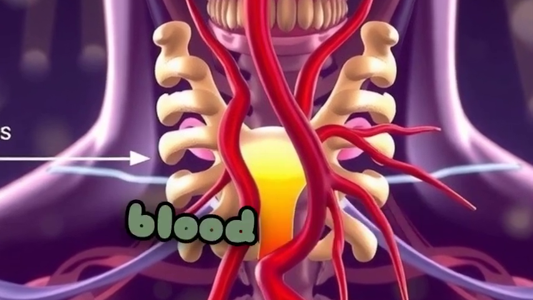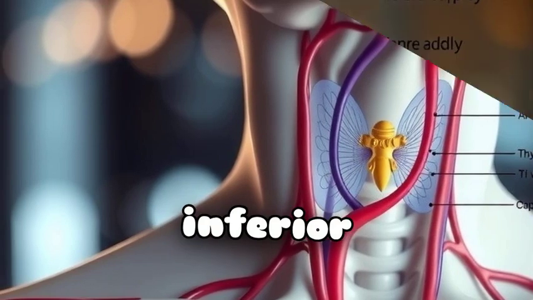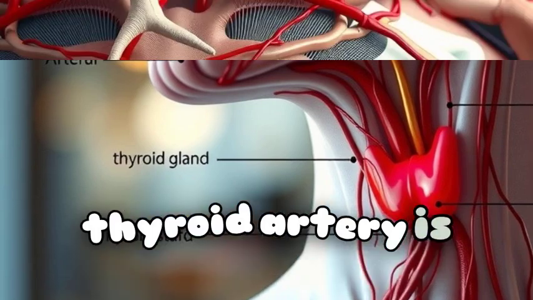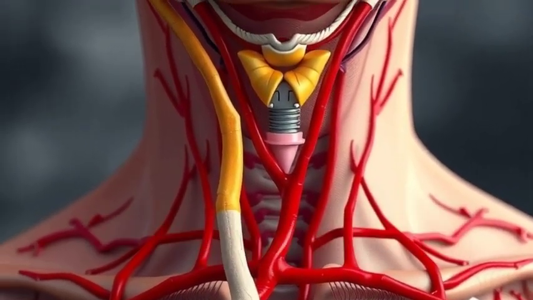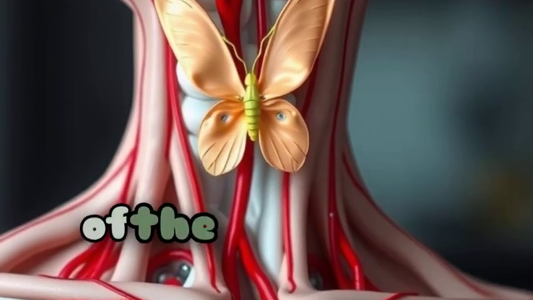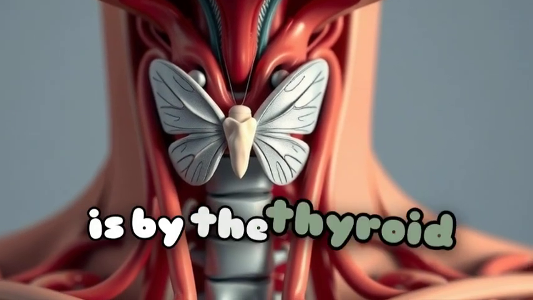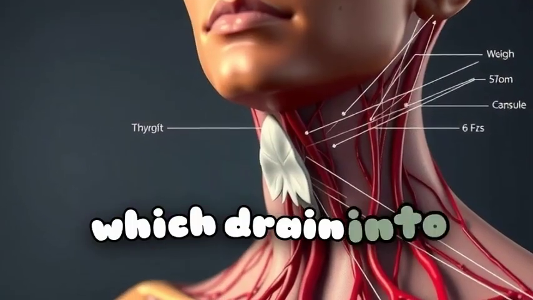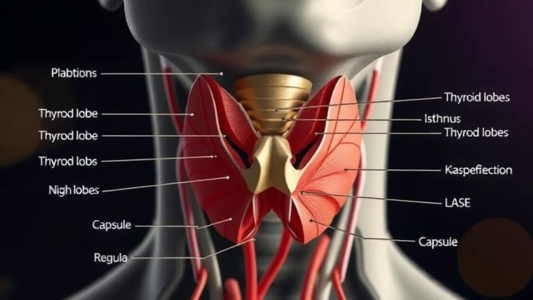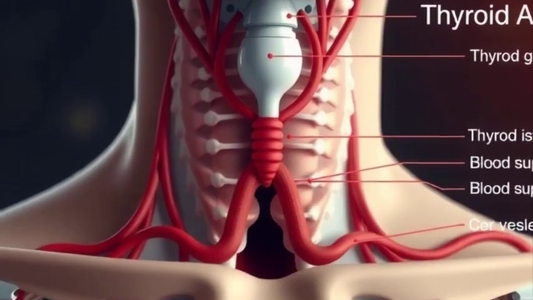The arterial blood supply to the gland is through the superior and inferior thyroid arteries. The superior thyroid artery is a branch of the external carotid artery, and the inferior thyroid artery is a branch of the subclavian artery. The venous return is by the thyroid veins, which drain into the internal jugular veins.